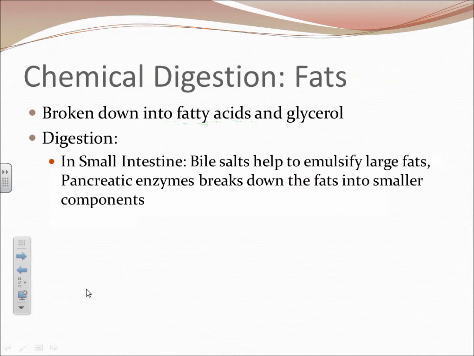Lastly, there's fats. Remember, in order for fats to be in their smallest components, they need to be broken down into glycerol and fatty acid chains. The way that fats are broken down is all in the small intestines. That bile, again created by the liver, stored in the gallbladder, is squirted into the duodenum. These bile salts help emulsify large fats, break them down into small droplets, and then again, there are the pancreatic enzymes that further break it down into the smallest individual components.